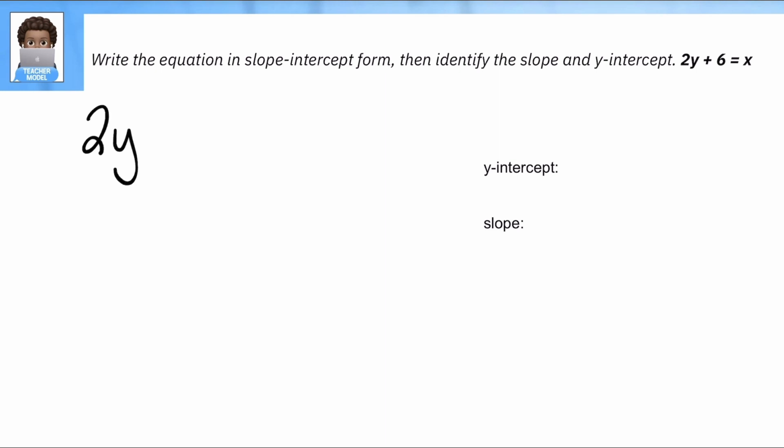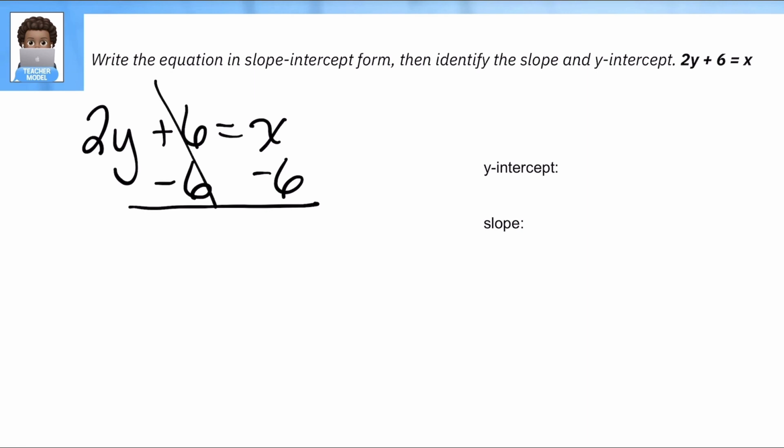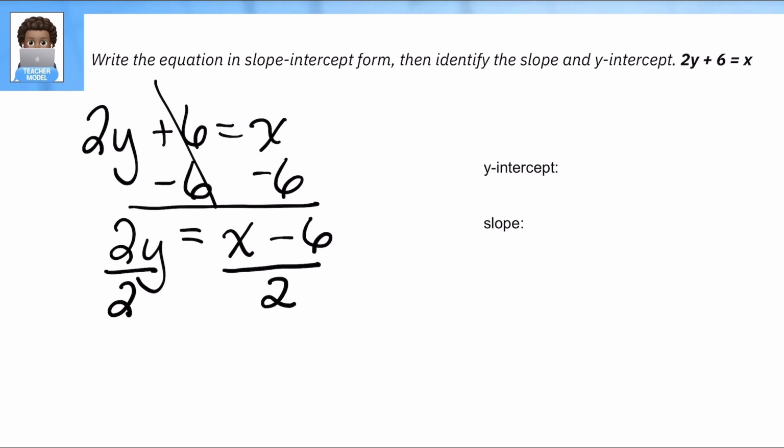I'm just going to put 2y plus 6 equals x, and I just want this by itself. So I'm going to subtract 6 from both sides, same way we do every other equation. 2y is equal to x minus 6. And watch this part. So I'm going to divide by 2 here, and I'm going to divide this entire expression here by 2. Okay? So on this end, I'm left with y is equal to, and I'm going to separate this section here, x over 2 minus 6 over 2.